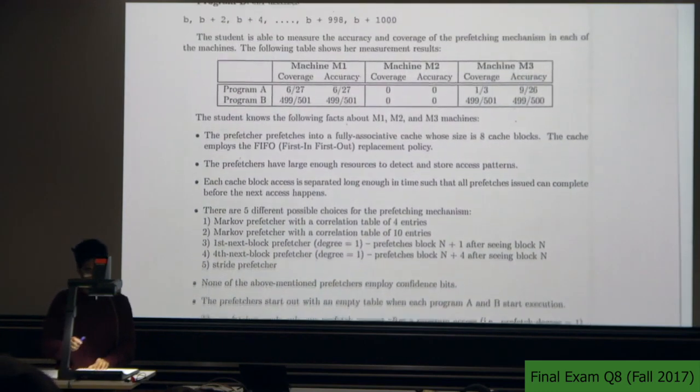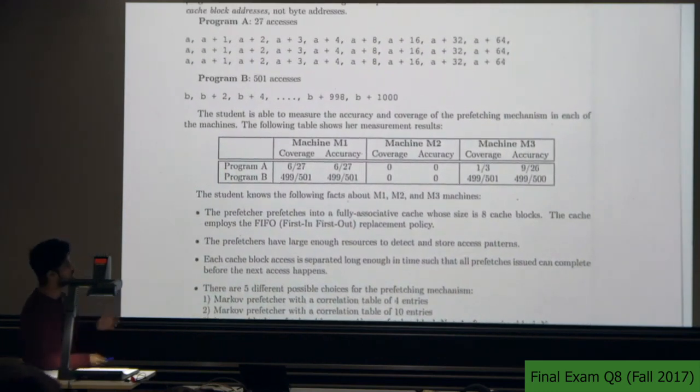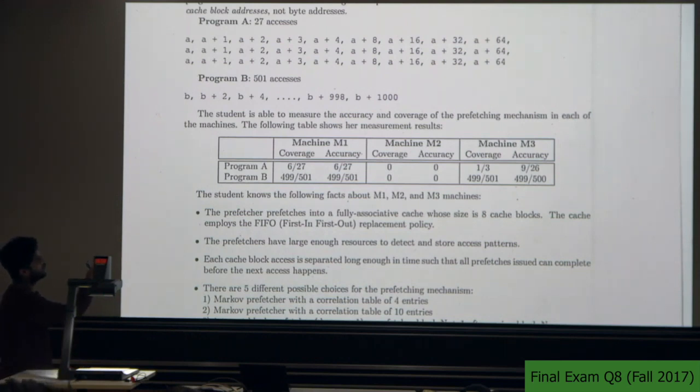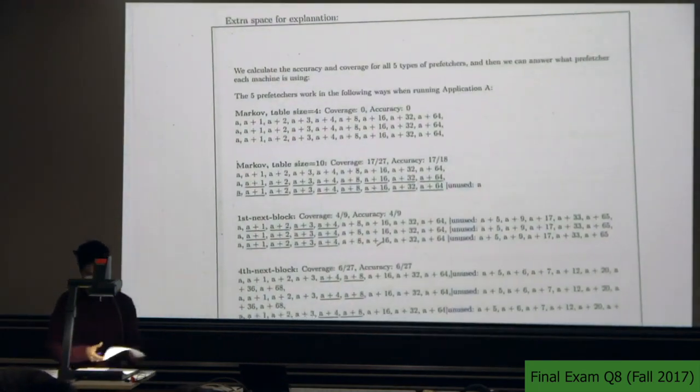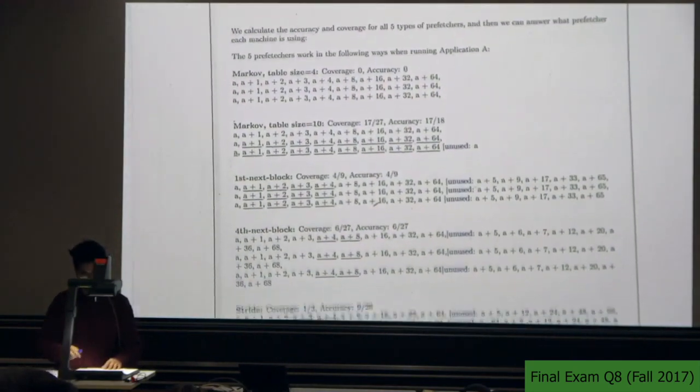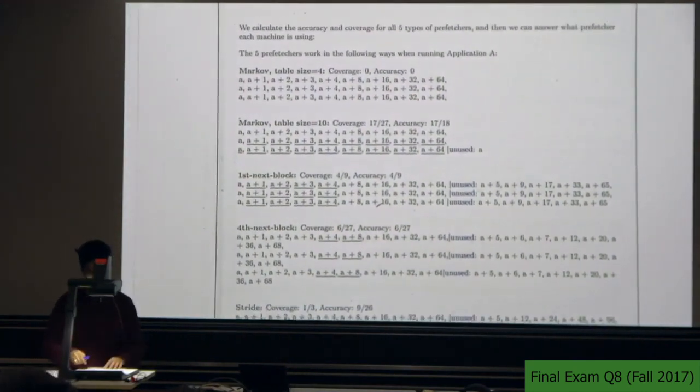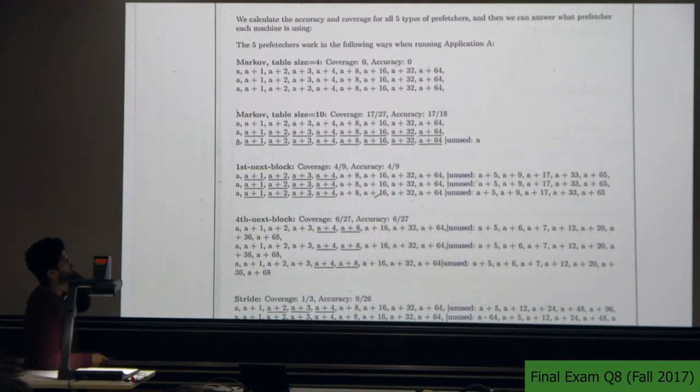So the first approach to solve this problem, whenever you see this kind of question in an exam, is to simply go with the program access pattern and evaluate how these 5 types of prefetchers would behave for this access pattern. So I'm jumping straight towards the solution itself. I have the solution printed out because it's too much writing, but let's go through the solution.